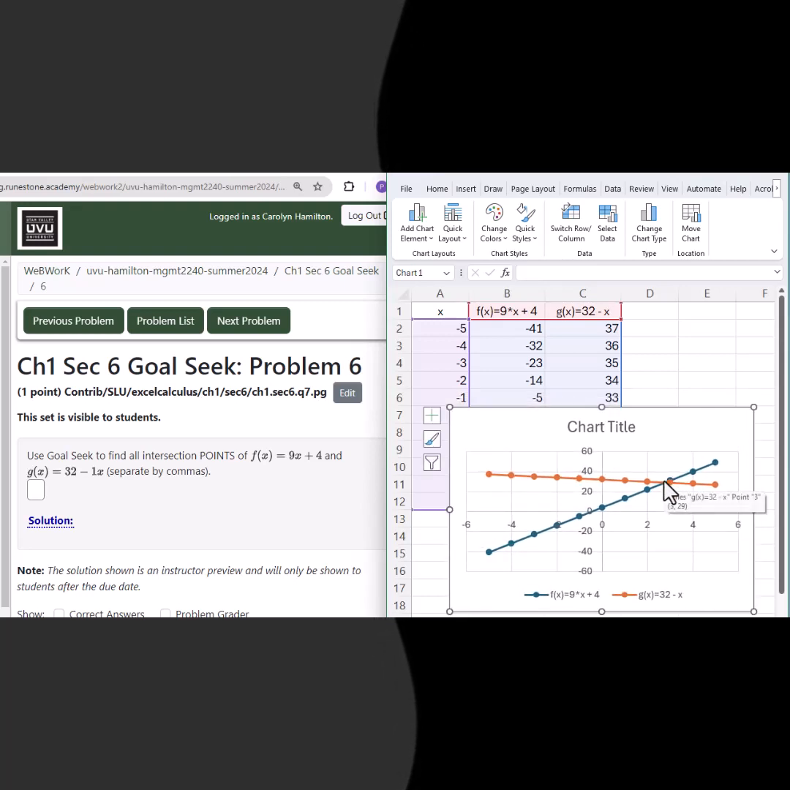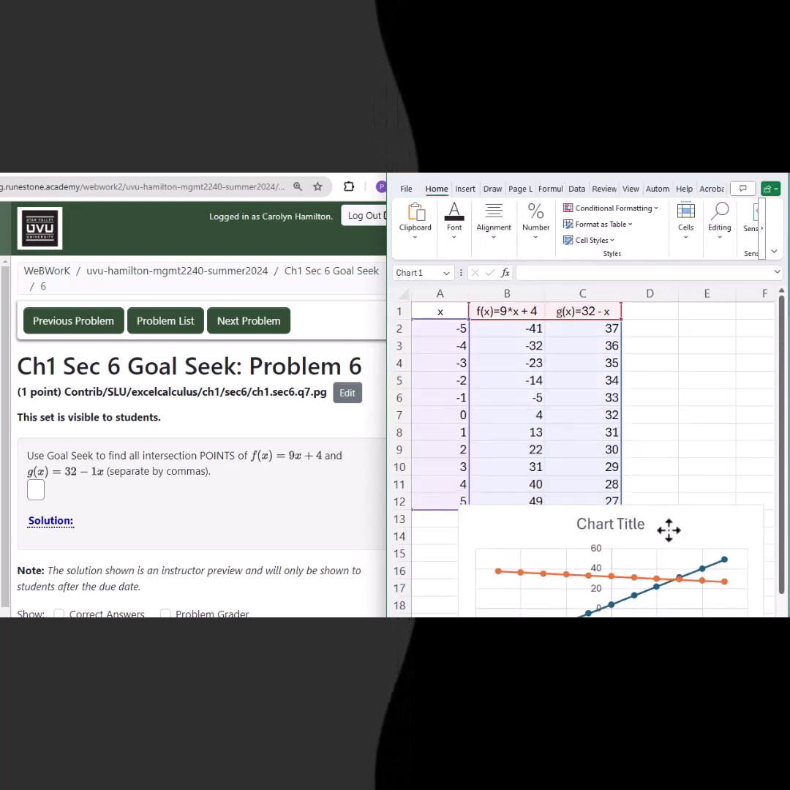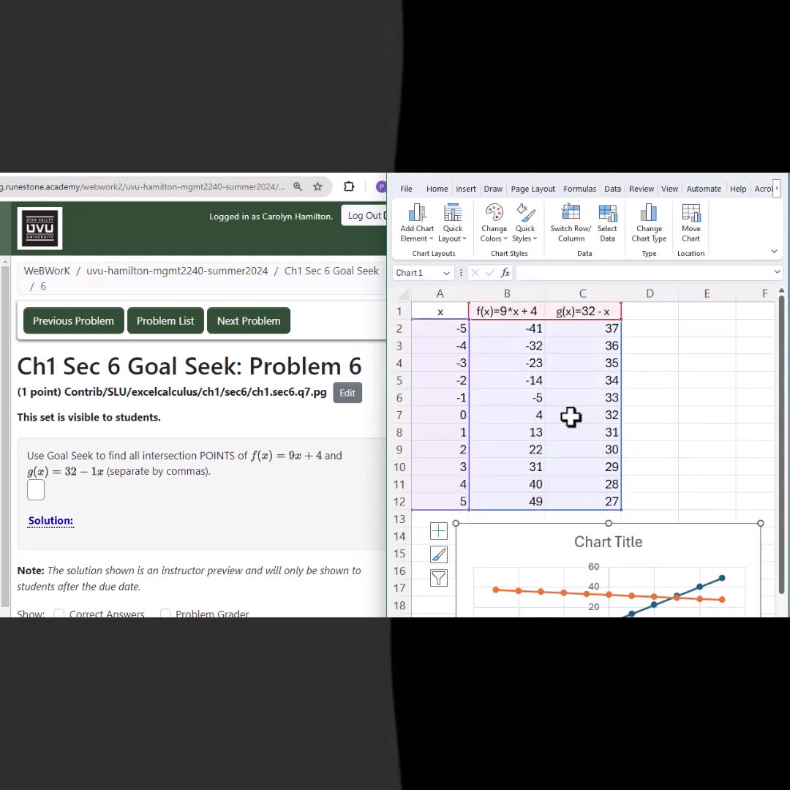But then the question is, now that we know that, what is the value of that point? Where does it intersect exactly? And goal seek isn't going to be able to set two numbers equal to each other or two columns equal to each other. It's looking for a single solution. So here's the idea for how we're going to figure this out.